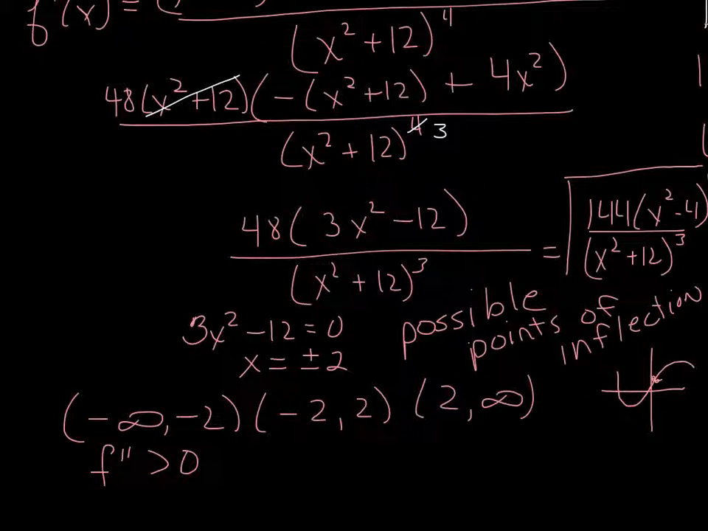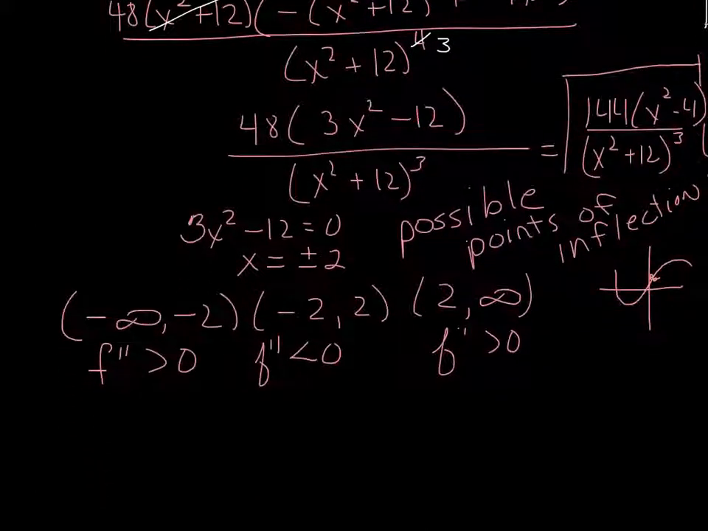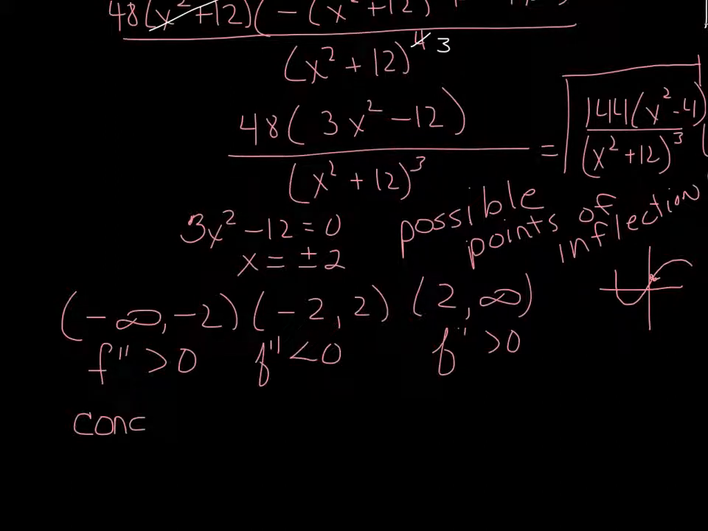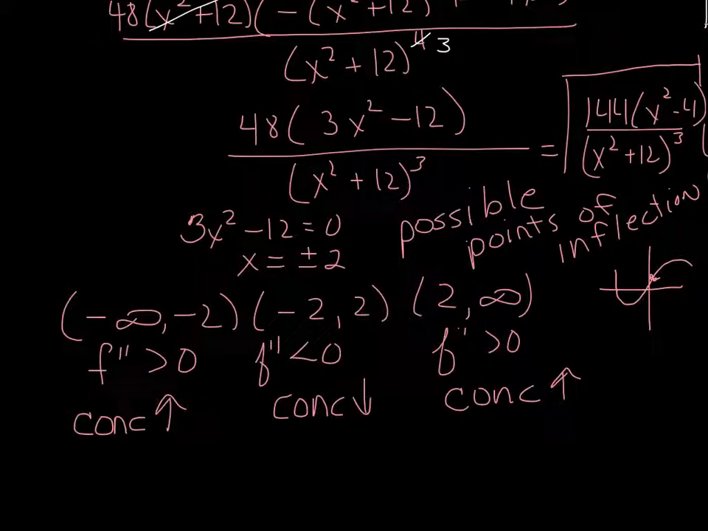Okay, if I plug in a 2, I'm going to get less than 0. And if I plug in a 3, I'm going to get greater than 0. So on the interval from negative infinity to negative 2, we are concave up. From negative 2 to 2, we are concave down. And from 2 to infinity, we are concave up. So that means I do have a point of inflection. I have 2 points of inflection.